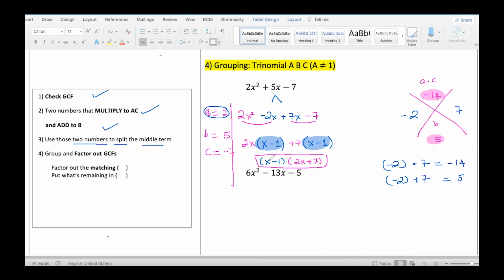How are we going to check our work? X times 2x, 2x squared, check. Negative 1 times 7, negative 7, bingo. So that is how we do it, okay?